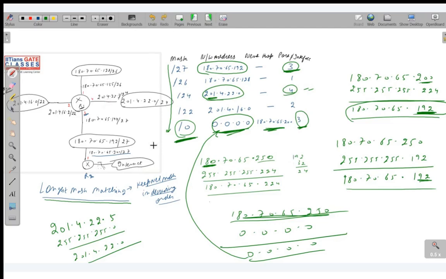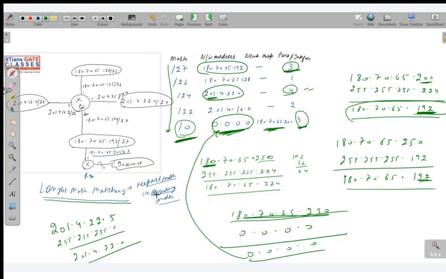Now assume that you keep everything in reverse, that means first you keep /0, then /22, then 24, 26, 27. If you keep this, then obviously the router will match with /0 first, and everything will be matched and forwarded to port number 3. That is the biggest problem here. Are you getting it? So that's why we are keeping them in decreasing order.